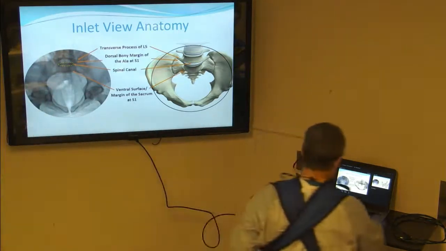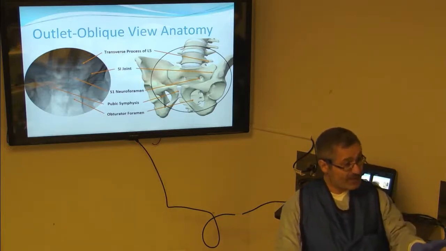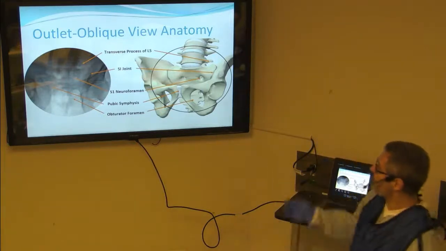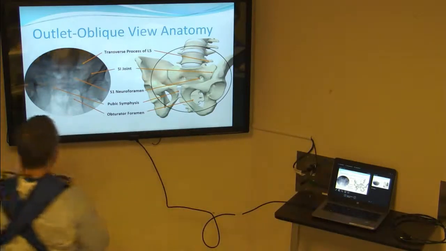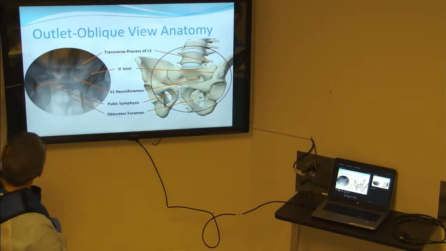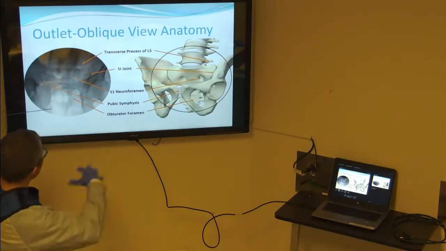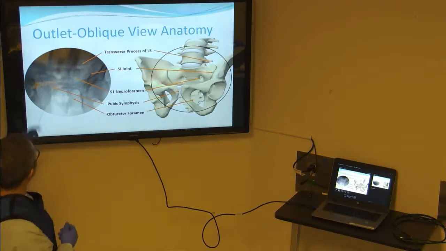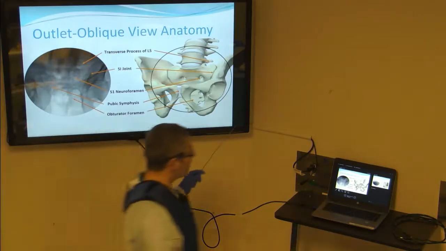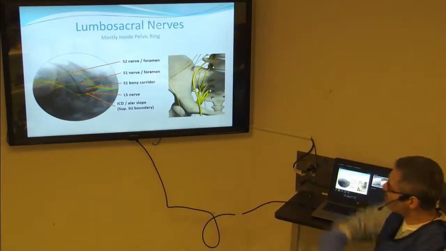Now let's talk about the so-called true AP view of the sacrum, which we call the outlet view, where actually our specimen shows a much better picture of that. We will see that hopefully. But here you see the S1, S2, and S3 neuroforamen and sacroiliac joint. That is practically a true AP view. This is the outlet oblique view. The true view is actually much better visible.